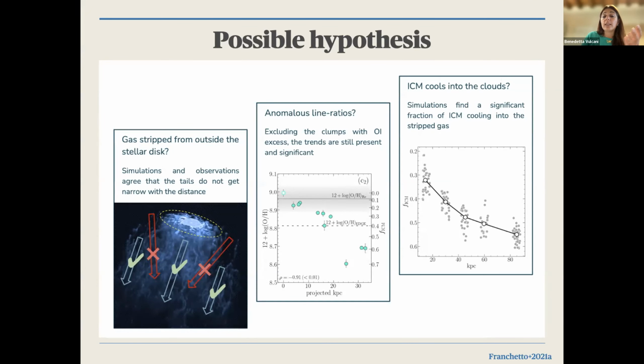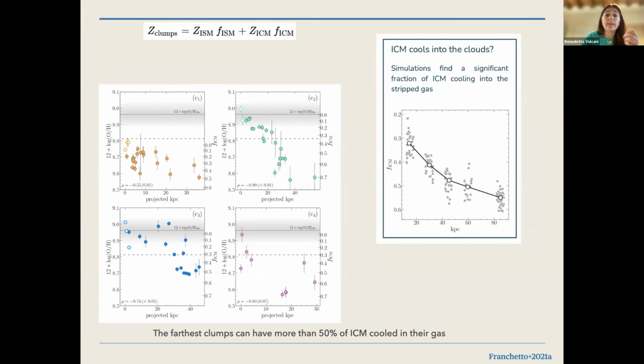And so we want to see if this is something that could explain the very steep metallicity gradients. So we assume that the metallicity that we measure in the clumps must be a linear combination between the metallicity of the interstellar medium, that is the metallicity of the galaxy, times the fraction of interstellar medium that we see in that clump, plus the metallicity of the intracluster medium and the fraction of the intracluster medium. So we assume as the metallicity of the intracluster medium what other works have typically adopted, that is 0.3.